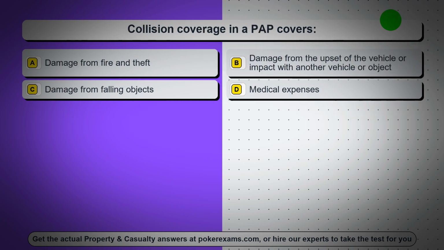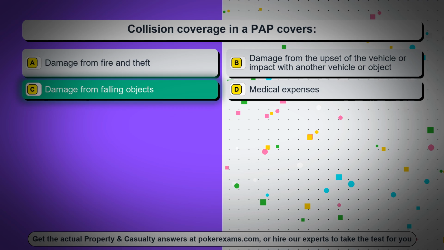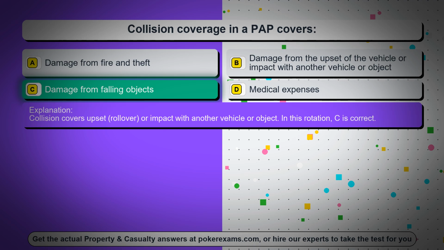Question 15. Collision coverage in a PAP covers, option A, damage from fire and theft, option B, damage from the upset of the vehicle or impact with another vehicle or object, option C, damage from falling objects, option D, medical expenses. The correct answer is option C, damage from falling objects. Collision covers upset, rollover, or impact with another vehicle or object. In this rotation, C is correct.